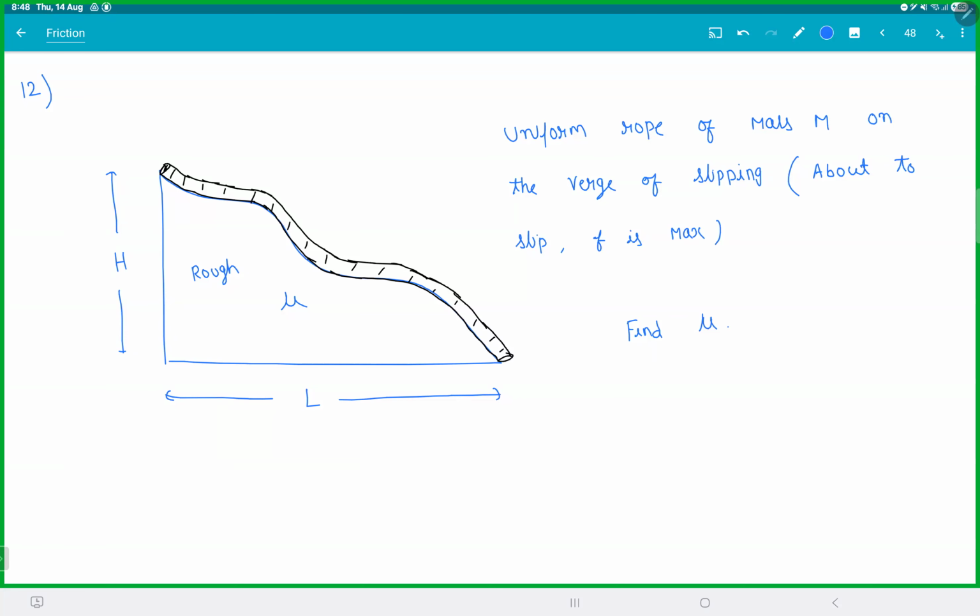H by L. Where is theta, right? Rudransh, there is no theta here at all. Let's see.